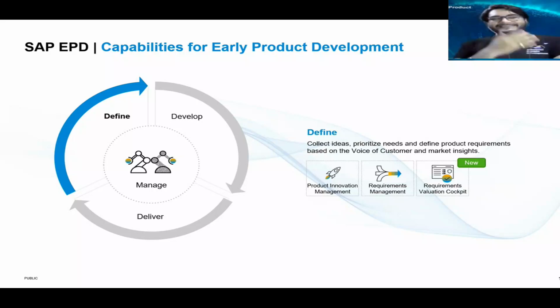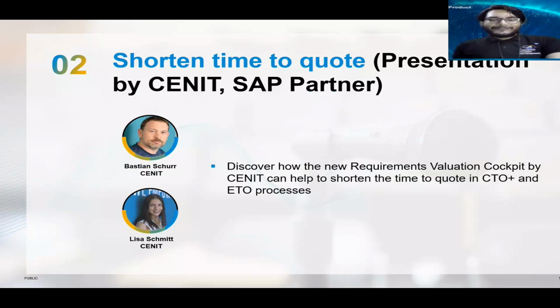We have this define, develop, deliver, and manage products story. The first part of which is define, where we try to collect ideas, prioritize needs, and define the requirements based on these voice of customer and market insights, over which we have our partner, Cenit, presenting. Our presenters, Bastian and Lisa, are representing Cenit to share with us how the new Requirement Valuation Cockpit by Cenit can help us shorten time to quote for the CTO plus and ETO processes. Over to you, Bastian and Lisa.